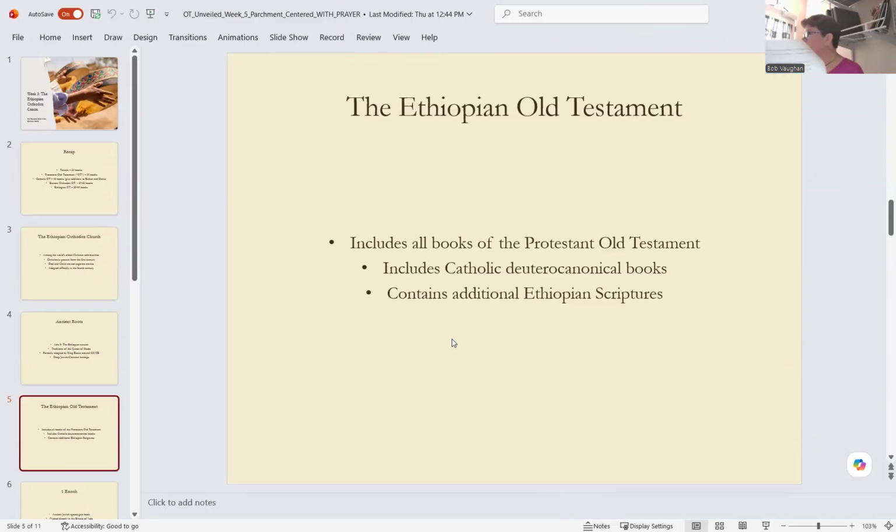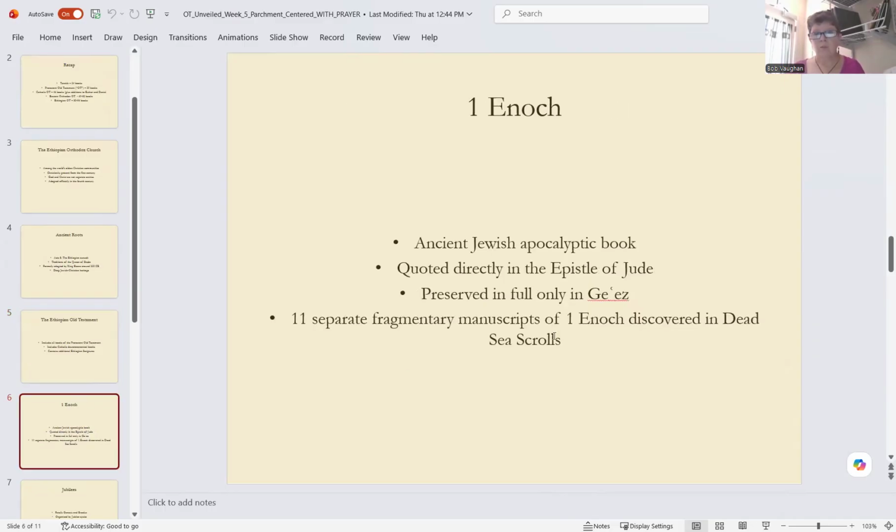But this is where it goes further. It includes books that no other Christian tradition in the world considers canonical. And they're not little books. These are major books. Let me talk to you about one of the most famous ones, which is First Enoch. Who's heard of Enoch? I think we all have.